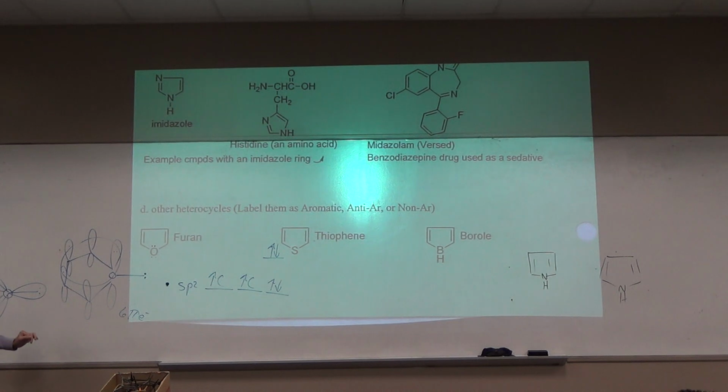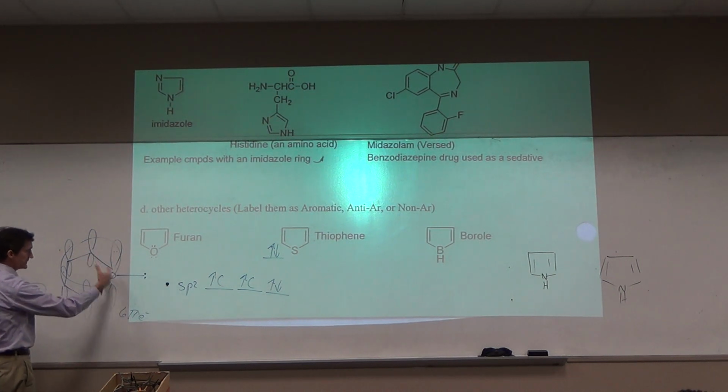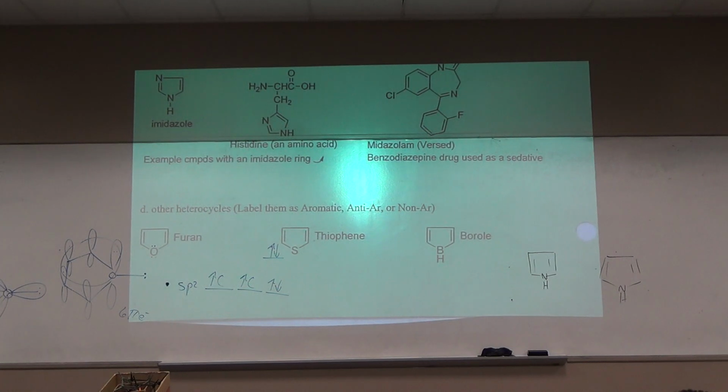Organic chemistry builds. We build towards understanding this structure from day 1 of organic 1. So yes, it's aromatic. It's 6 pi electrons.